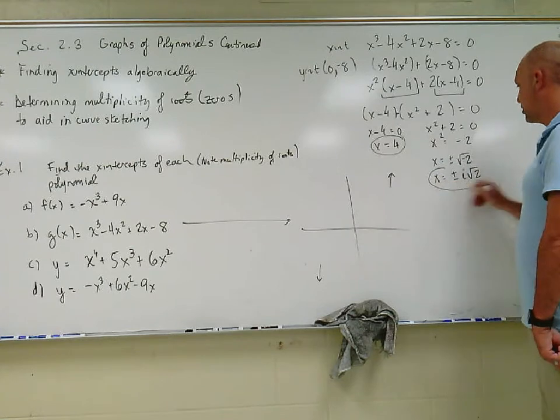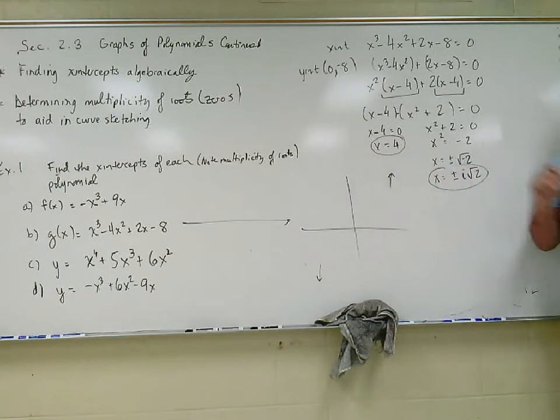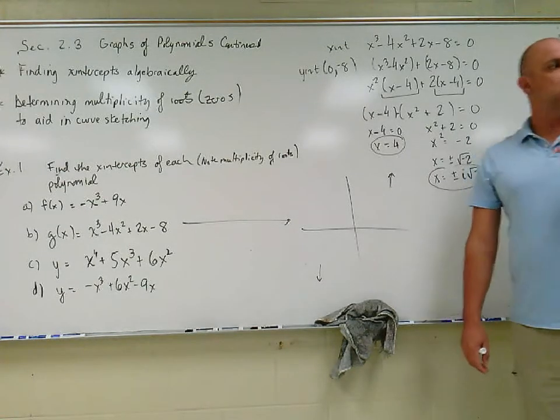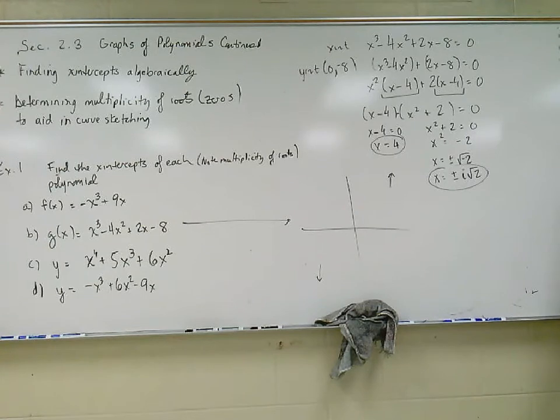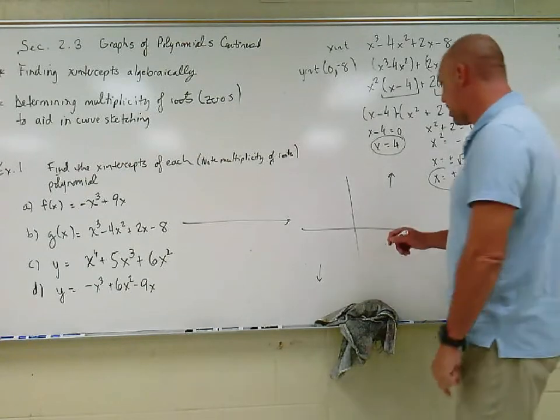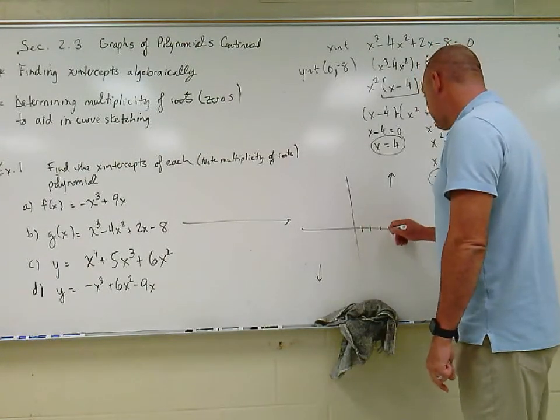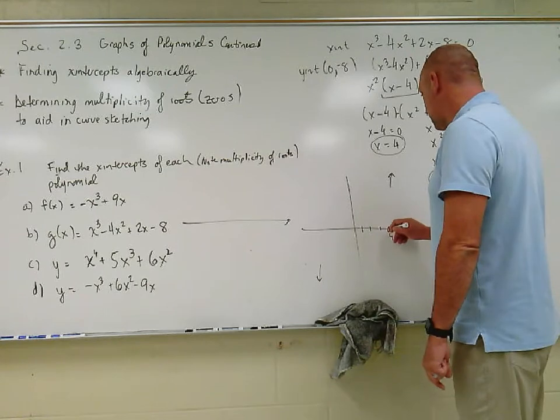So there's that, there's that. 1 real, how many imaginary? 2. How many complex solutions? 3, which we're guaranteed. But now when I go to graph, I only graph the real, you can't do an imaginary x-intercept. So the only x-intercept I have is 4. 1, 2, 3, 4. So now here's where it gets tricky.